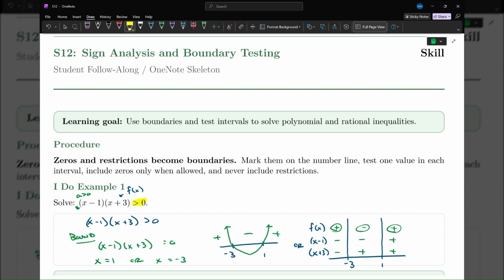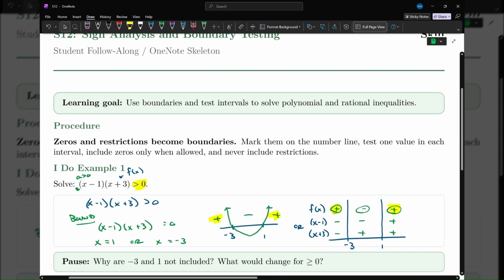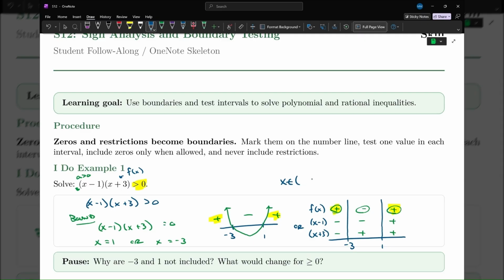And this question asked, when are we strictly positive? So I want those edges. My overall answer is going to be x is an element of every x up to negative 3 or every x greater than 1. Now notice negative 3 and 1 are not included. Why is that? It's because of this strict inequality again. It said don't include the boundaries. If I included the boundaries, I would change those edges to square brackets.